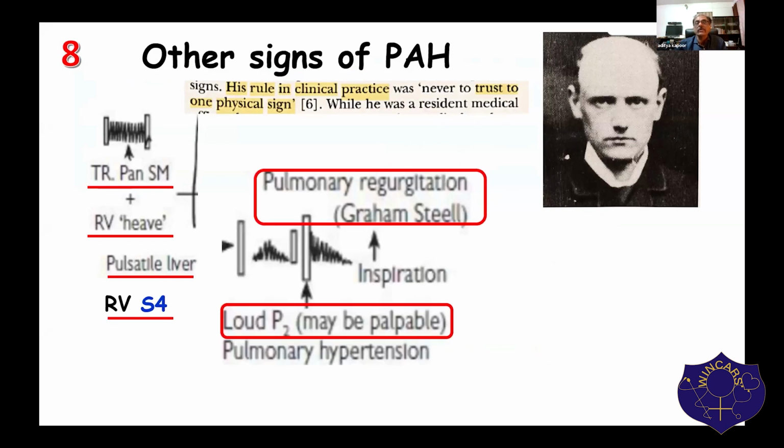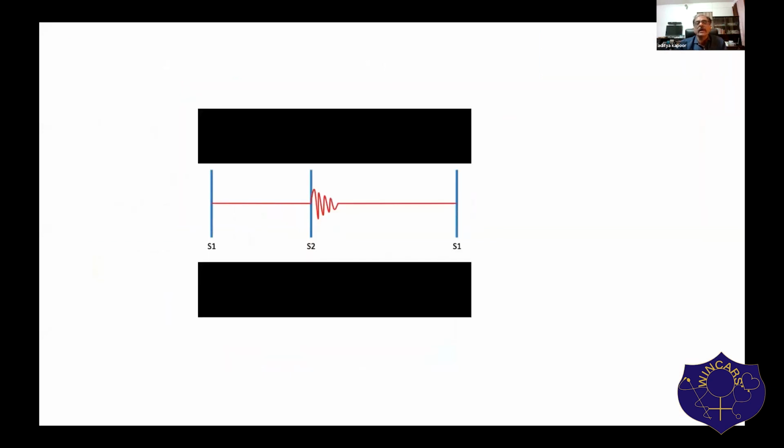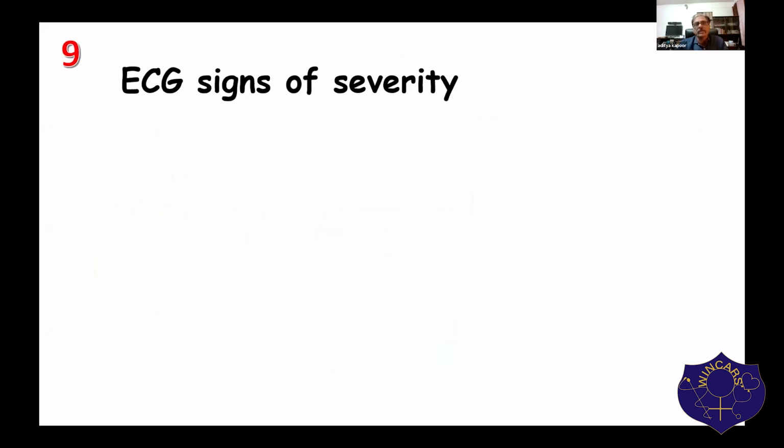And Graham Steell, you will be surprised to know, the Graham Steell murmur of PR was actually described first in mitral stenosis. So he documented that the early diastolic murmur is due to severe pulmonary artery hypertension and PR. Not many people believed him, but anyway, this is a point of historical interest. So we say that if there is an EDM, it is usually due to AR, but look for whether the murmur is starting with A2 or P2. So these are all the clinical signs.